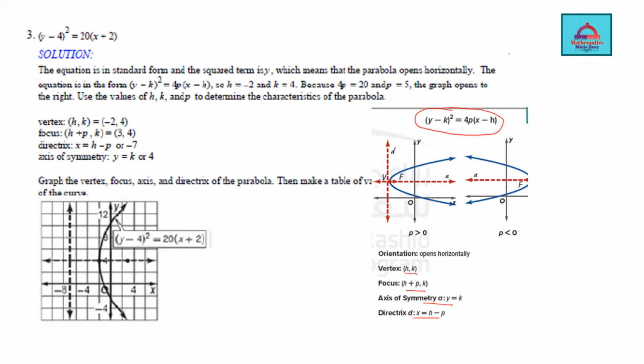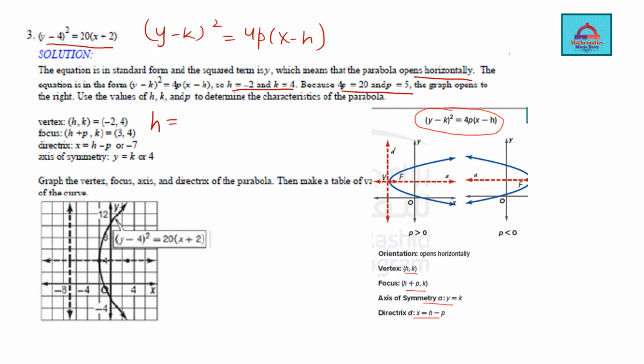Question number 3 is this one. So you are going to compare with (y minus k) whole square equal to 4p times (x minus h). So the square is with the y term. So such a parabola opens horizontally, or is a horizontal parabola. Compare and get your h, k and p.